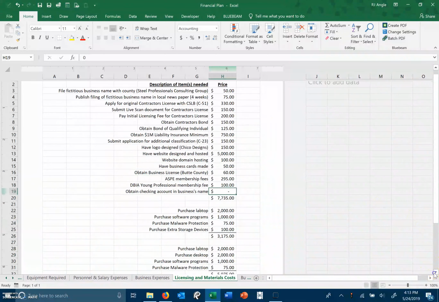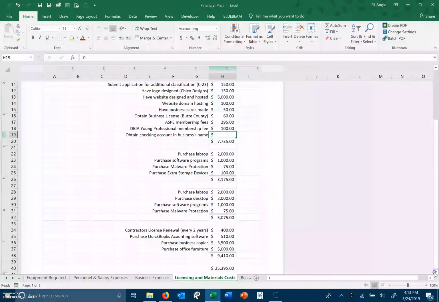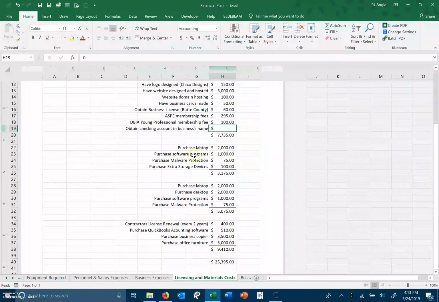For following years, I have projected expenses for purchases of laptops, software programs, malware protection, extra storage devices, and I have renewal fees down here, $400 every 2 years for my contractor's license, the need to purchase QuickBooks, the copier, and office equipment. You should be able to recognize these values and these items in some of these other expense categories that were demonstrated in these sheets that we reviewed today.